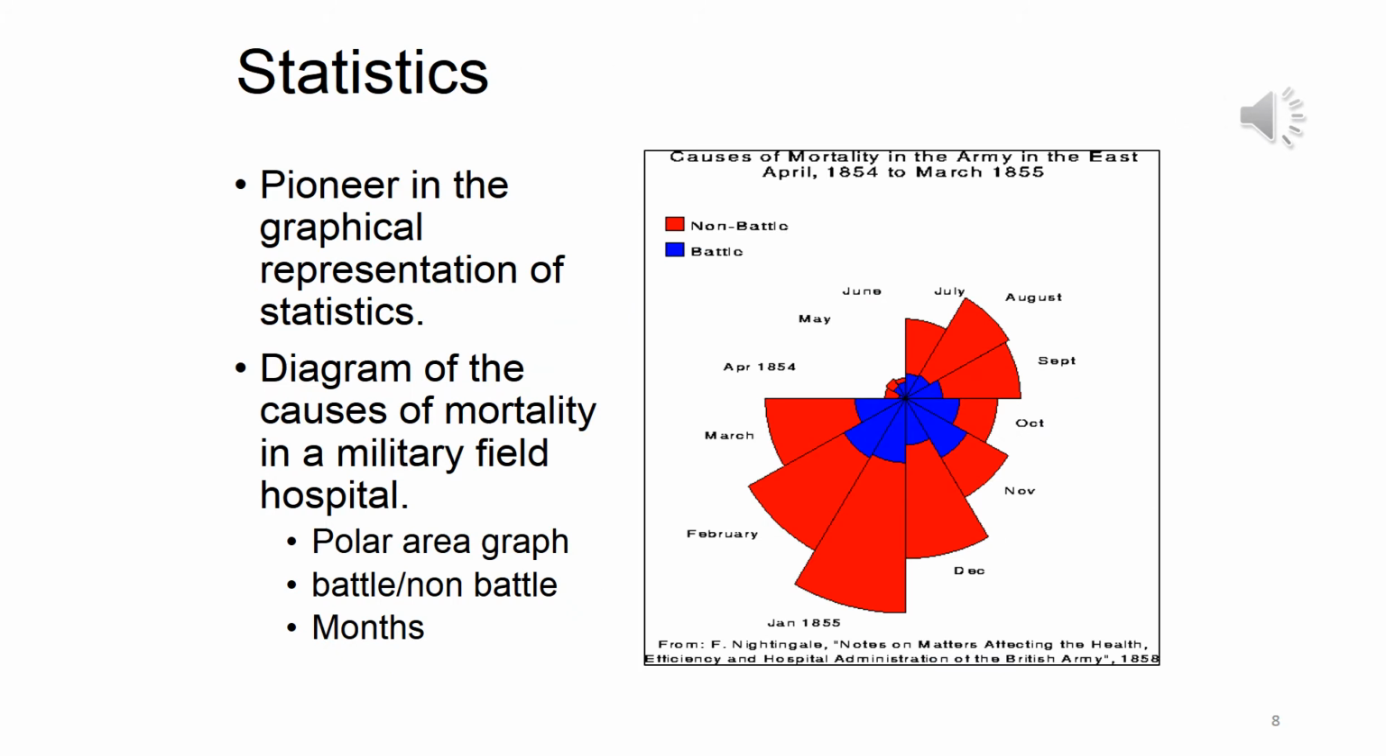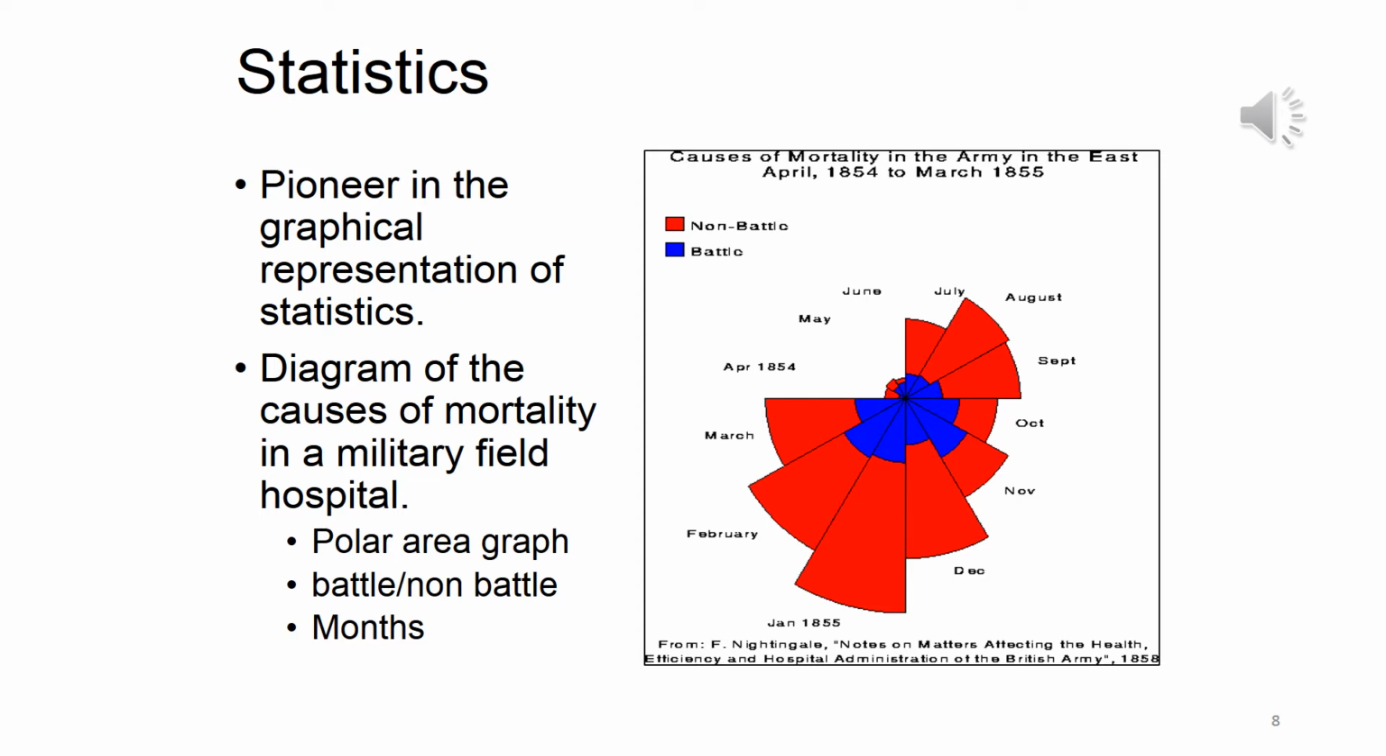An interesting fact about Florence Nightingale is that she was a pioneer in the graphical representation of statistics. She was known as an early statistician, and she used these polar area graphs to illustrate the findings that she had, and she felt like this really helped get her point across.